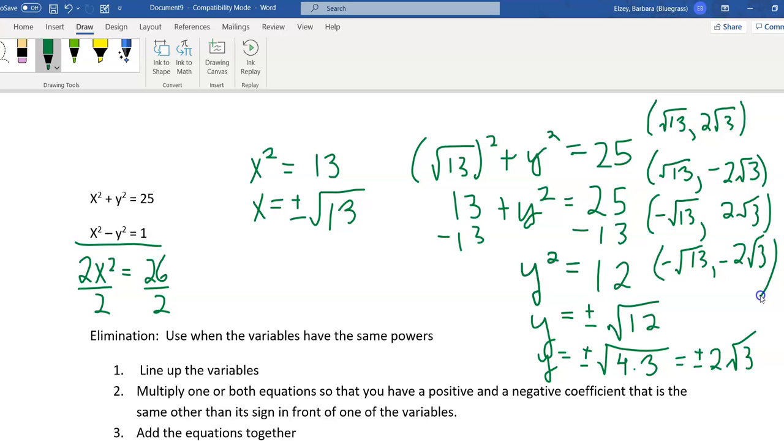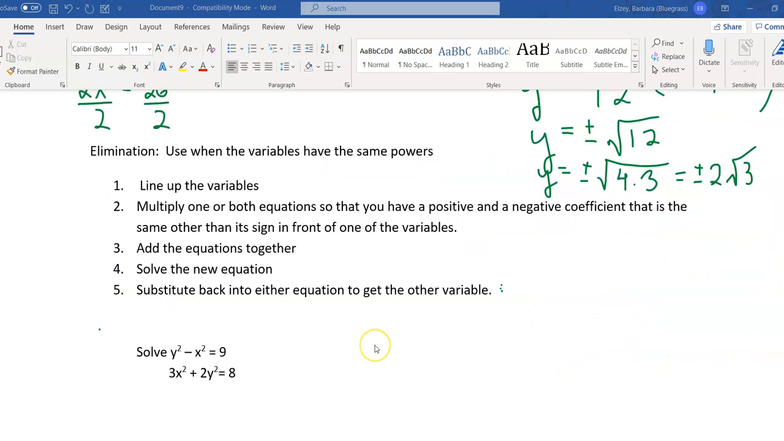All right, now let's do one more of these. Now let's notice again that this is a system of equations that we can use elimination on. We have an x squared here and an x squared here. We have a y squared here and a y squared here. So we can use elimination.